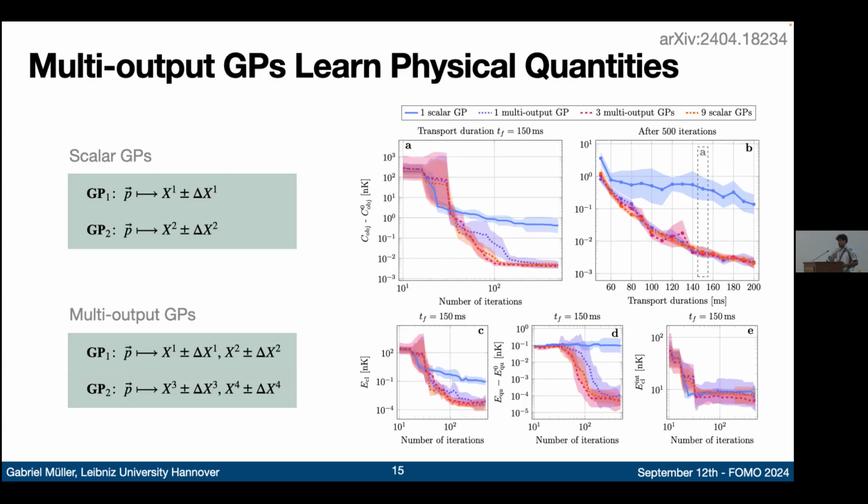So we can do this. We can also do this with multi-output GPs. That's the cool thing. This just makes it numerically more efficient, but in principle, it's the same thing as the scalar GPs.